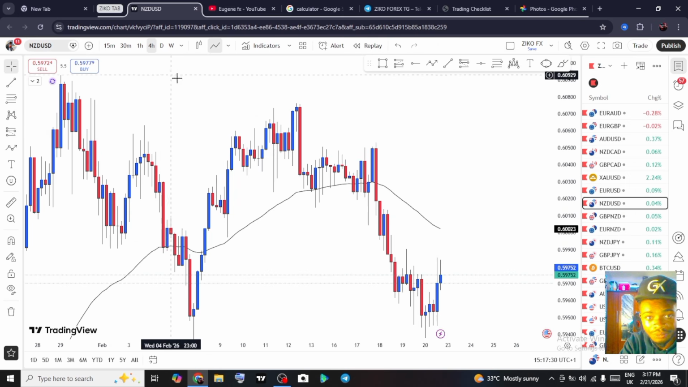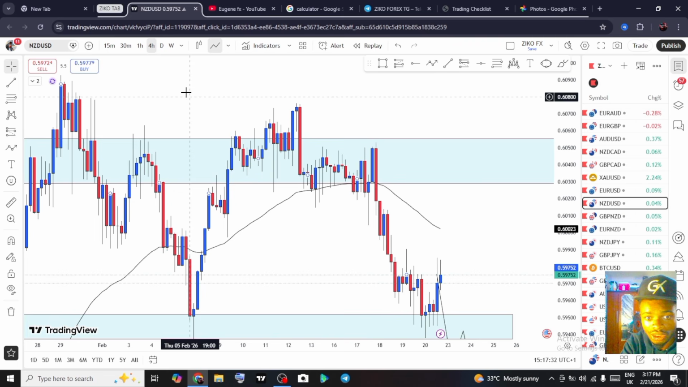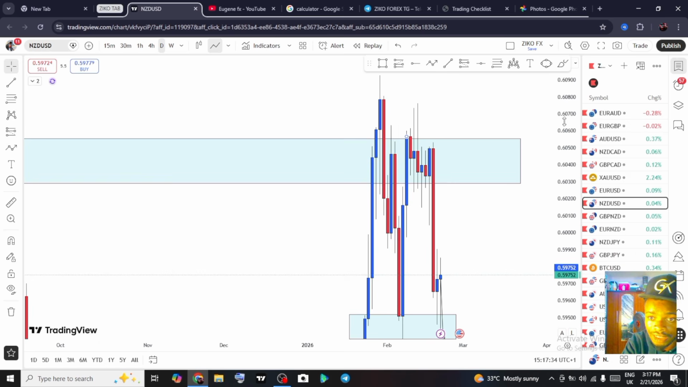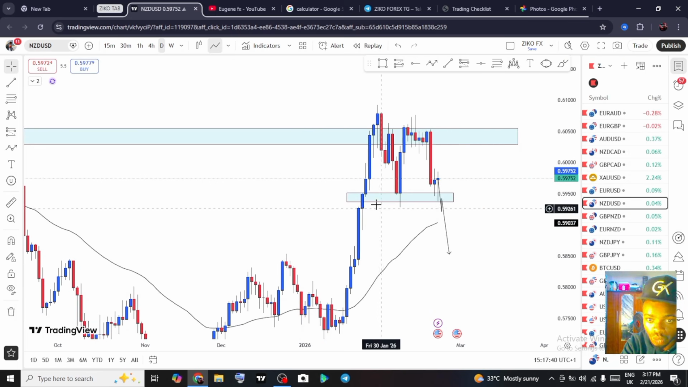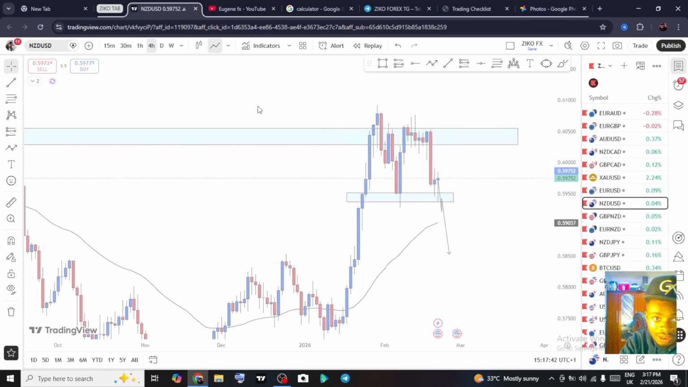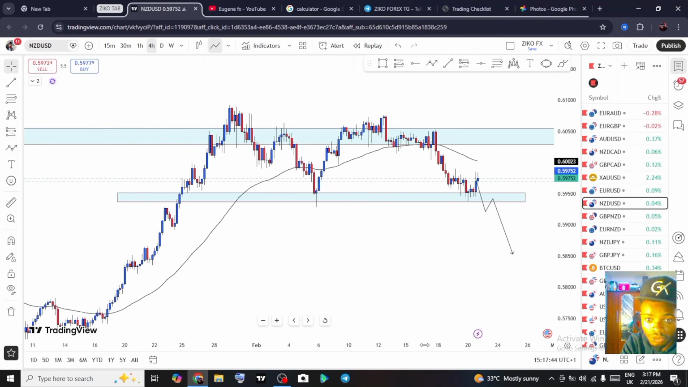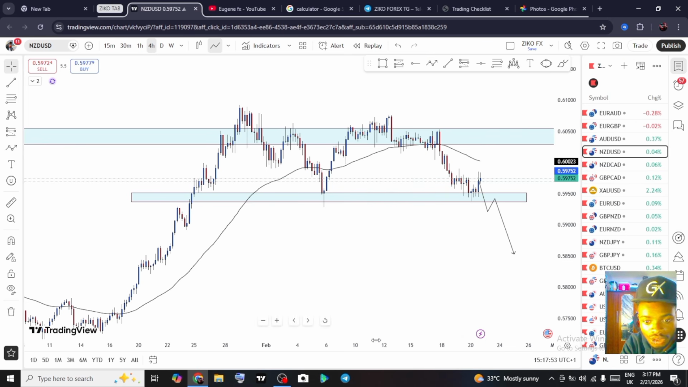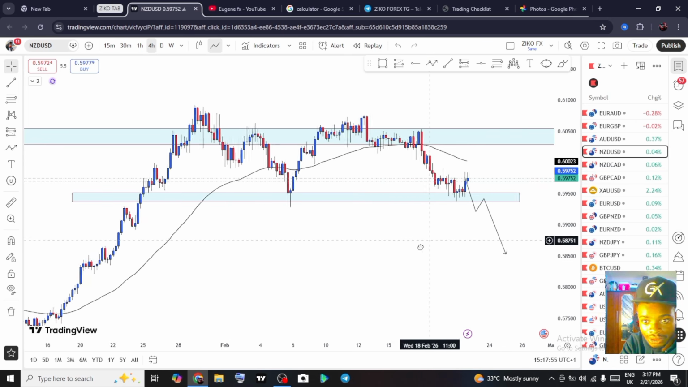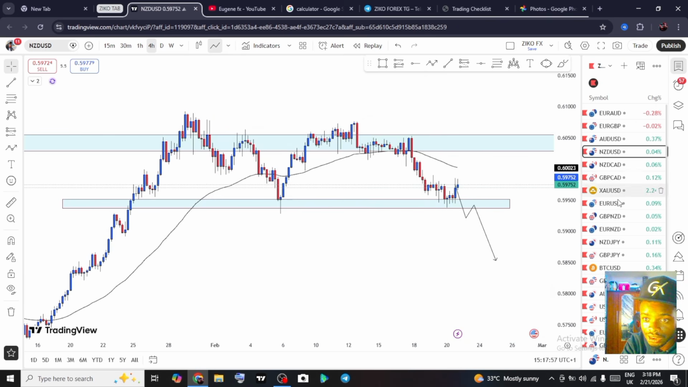NZD USD is another pair I'm looking at. So this right here, on the daily time frame, is pretty much similar to the last one, right? So it's just the same thing, looking for a cleaner break and retest to sell, right? So just waiting for a cleaner break and retest to sell. So this pair is actually very good. I'll be adding it as one of the favorite pairs for this week, right? So if you can get that break and retest, I'll be interested in selling.